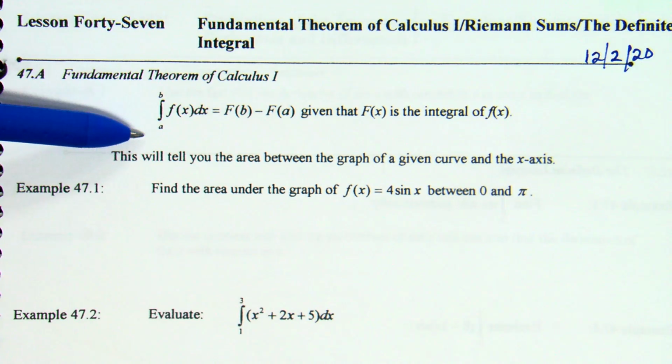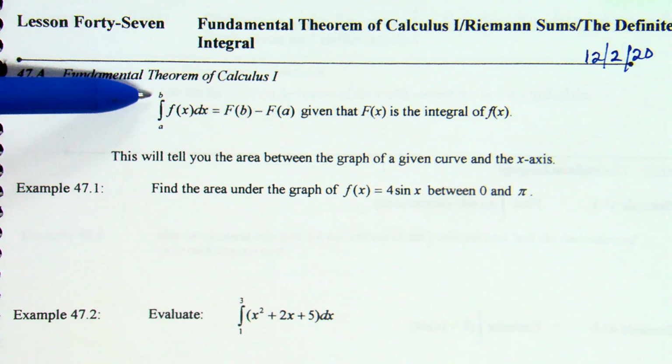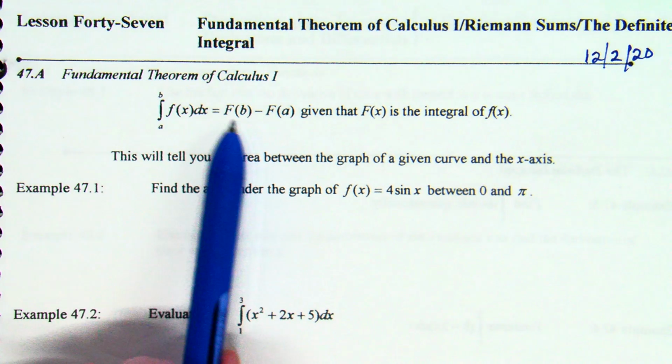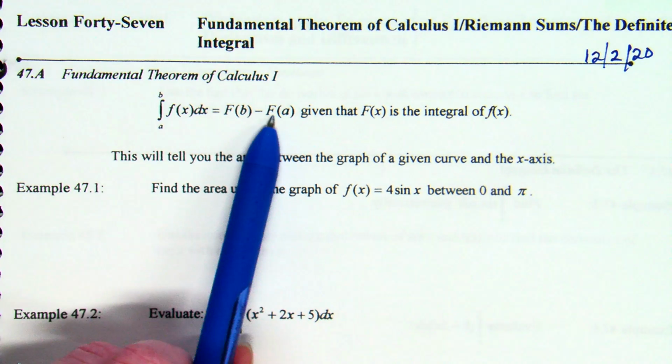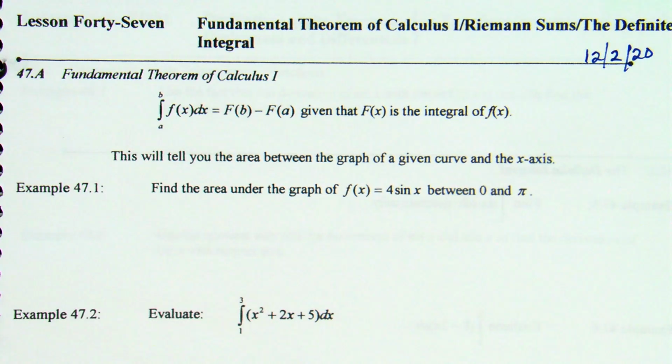It's kind of like when you take a derivative and you're trying to evaluate it at a certain point, except here it's integrals, and we're evaluating them in a range. So how this reads is the integral of f of x dx from a to b. And how we evaluate that is you do capital F of b minus capital F of a, given that capital F of x is the integral of lowercase f of x.